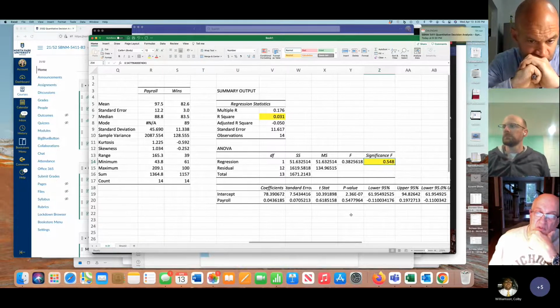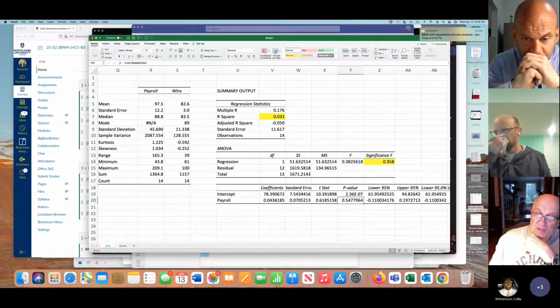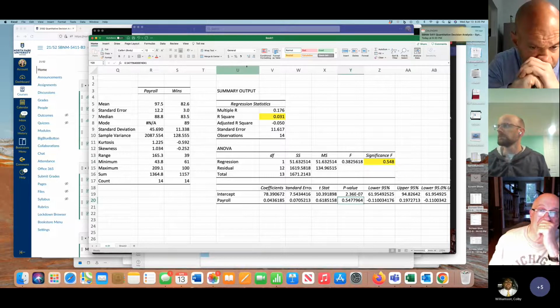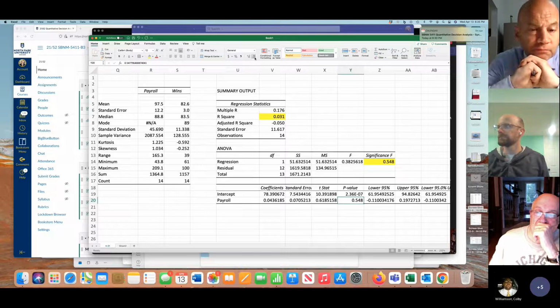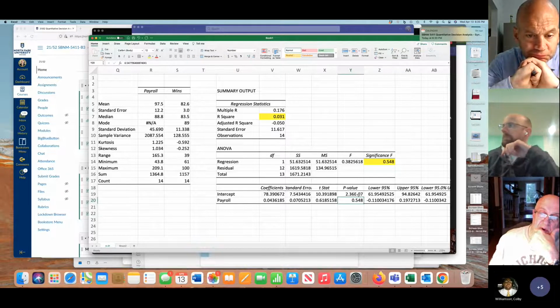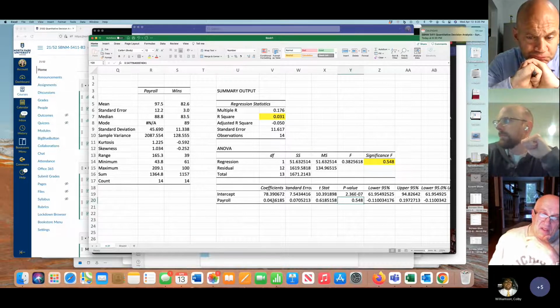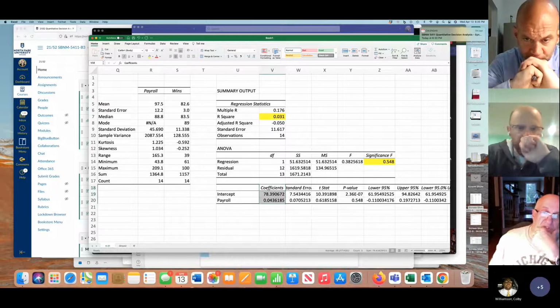The p-value for the payroll is the same as this. If I make that also 3 decimal places, you'll see it's the same number. These two will always be the same number. This does a hypothesis test that says these are important. Number 2, these are the coefficients.